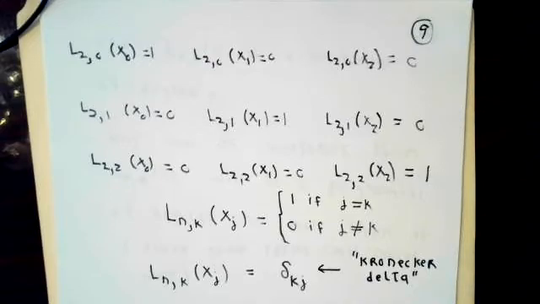If you want to make this fancy, there's a symbol called the Kronecker delta. Delta kj, for instance, is a number that's equal to 1 if k and j are the same value and 0 if they're not. So a fancy way of summarizing our calculations here is that L n,k evaluated at xj is going to be Kronecker delta kj.